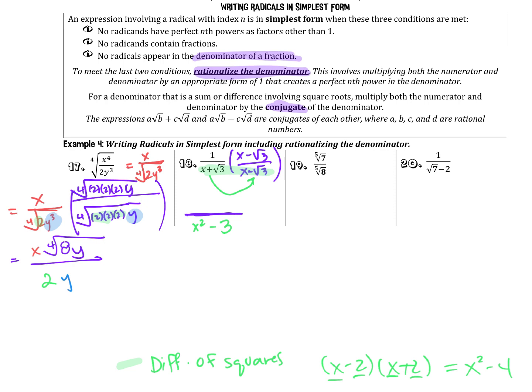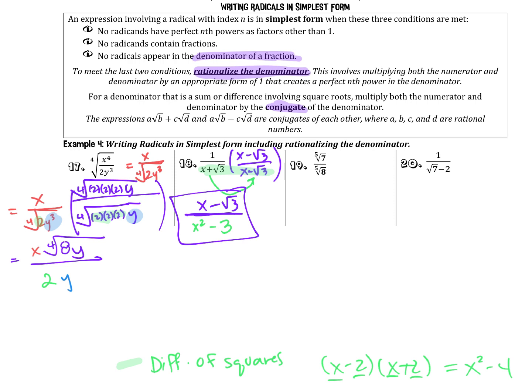And the most important thing there is that the denominator no longer has a radical in it. The numerator, if I multiply 1 times x minus the square root of 3, I just get x minus root 3. So now I have x minus root 3 over x squared minus 3. All right, I'm going to encourage you to pause the video and work through 19 and 20 on your own, and then unpause the video and see how you did.